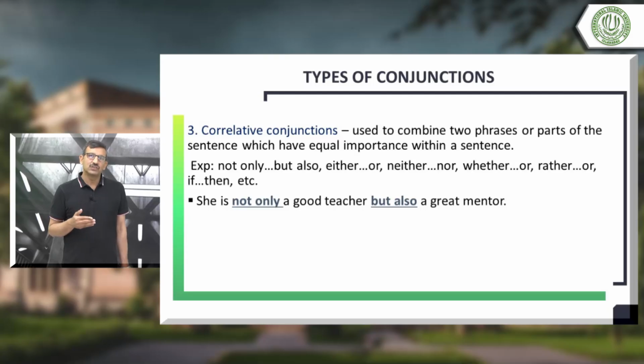The third type of conjunction is the correlative conjunction. Correlative conjunctions are used to combine two phrases or parts of the sentence which have equal importance within a sentence. For example, she is not only a good teacher, but also a great mentor. So, not only and but also, they are correlative conjunctions. They have equal importance in the sentence.